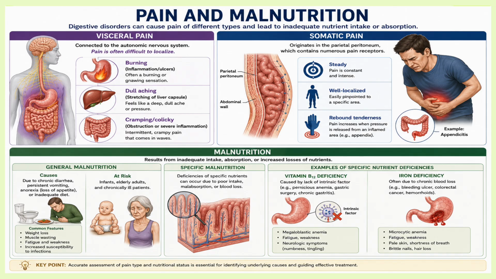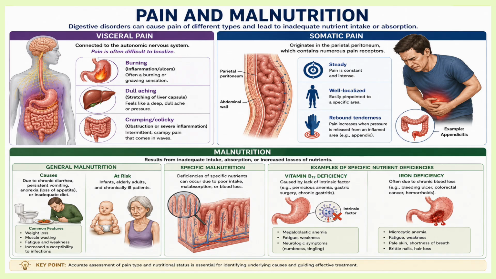A burning sensation is frequently associated with inflammation and ulceration in the upper GI tract. A dull aching pain in the upper right quadrant is typical of the liver capsule being stretched by swelling. Cramping or colicky pain usually indicates that the system is trying to force contents past an obstruction. So when you have an obstruction, contents try to go past it and that causes cramping or colicky pain, because your body is also trying to deal with severe inflammation in the intestines.